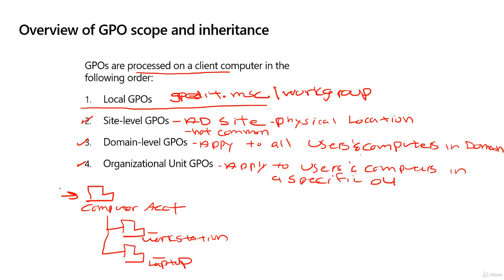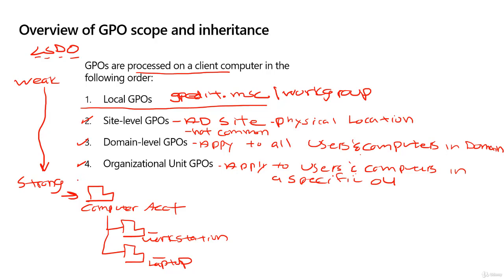An easy way to remember this process is to think about LSD, O. So LSD, O: Local, Site, Domain, OU. That's our default processing order. Now, what's interesting with this processing order, these policies go from weak at the top to strong at the bottom.